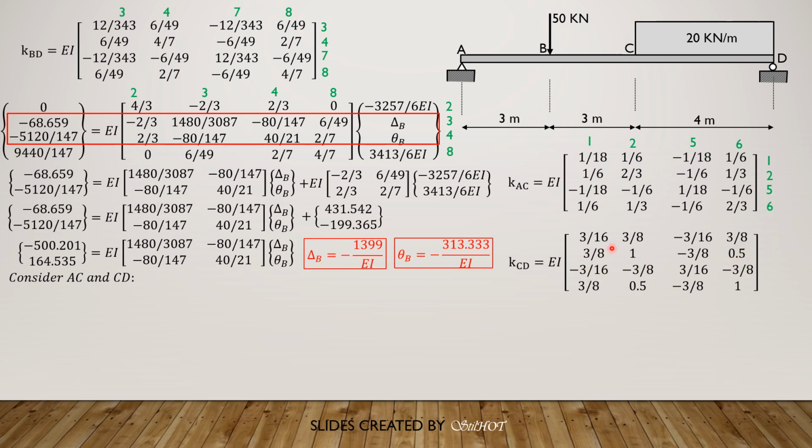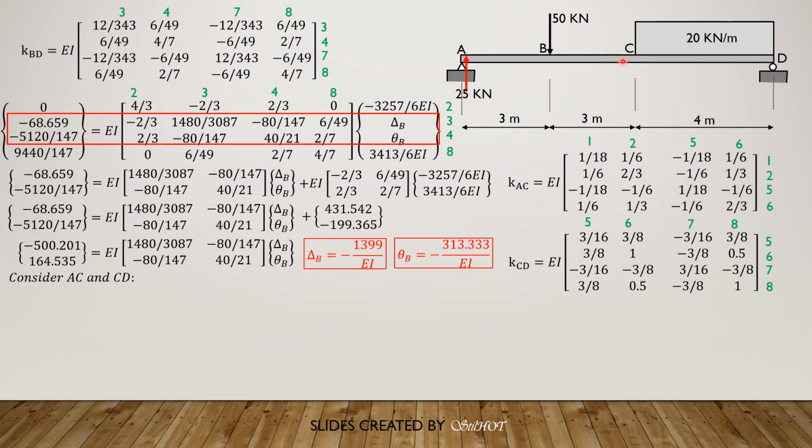Then the negative of the first row, then copy the second row, except that we interchange the second and the fourth element. So this is 5, 6, 7, 8. This member CD here, 5, 6, 7, 8. So we only considered the nodes 2, 5, 6, and 8.